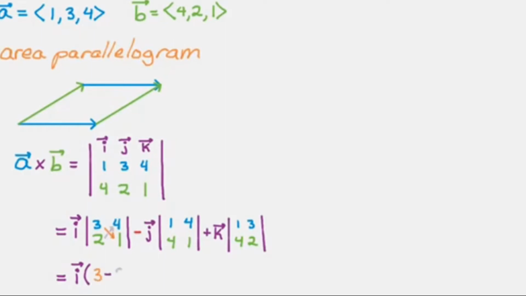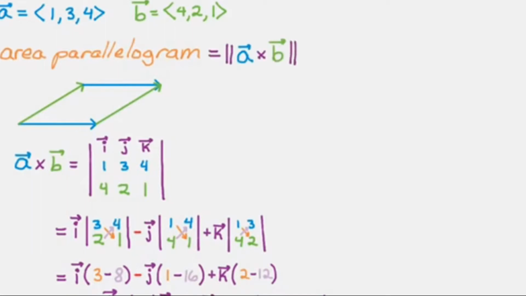So to get the i component, we shall get 3 times 1 minus 2 times 4, minus j into 1 times 1 minus 4 times 4, which is 16, plus k into 1 times 2 minus 4 times 3, that's 2 minus 12. So the i component, 3 minus 8, will give us negative 5. The j component, 1 minus 16, will give us negative 15. So that we have negative 5i plus 15j minus 10k.